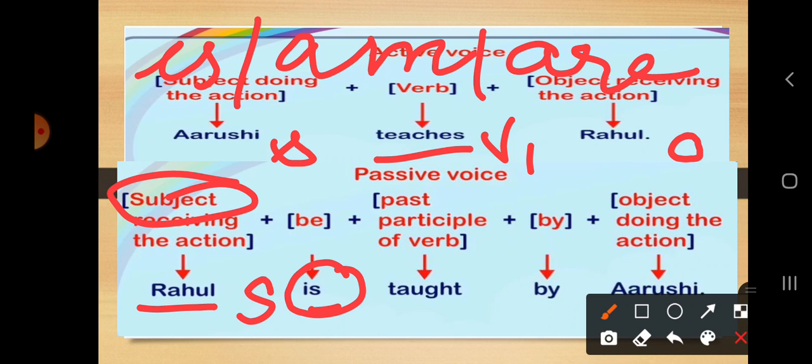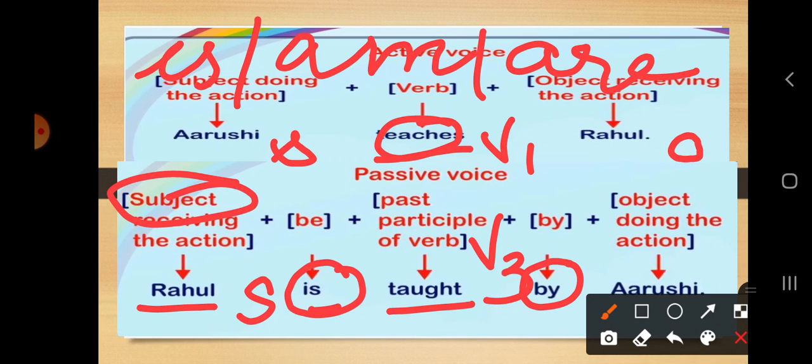And then we use past participle of verb, that is third form of verb. Teach is the first form of verb. Teach, taught, taught. So third form is taught. Then we add by here and then Arushi, that is subject in the active sentence. Here she is the receiver of action, so Arushi will be our object here.